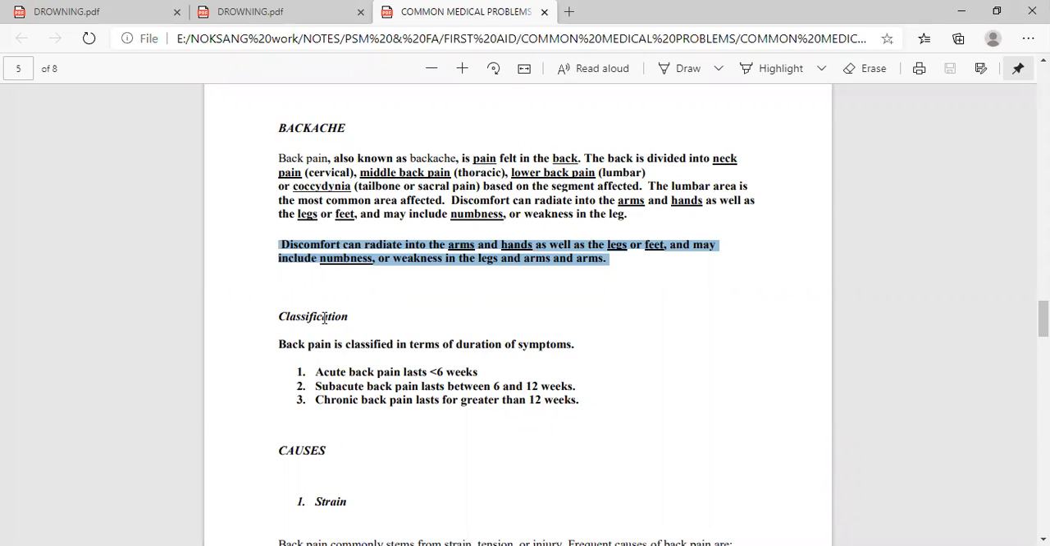So the back pain is classified in 3 types: acute, subacute, chronic. Acute is up to 6 weeks, subacute is in between 6 and 12, and the chronic lasts for a longer period of time, that is more than 12 weeks. Write down this classification also.